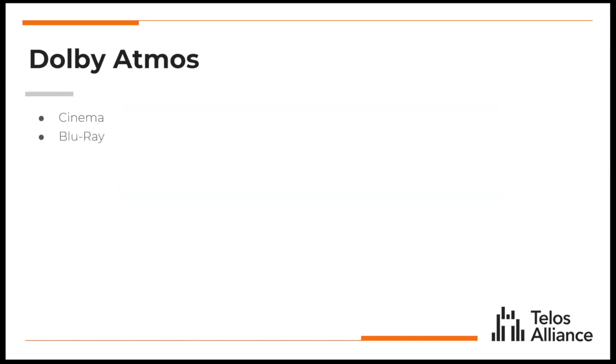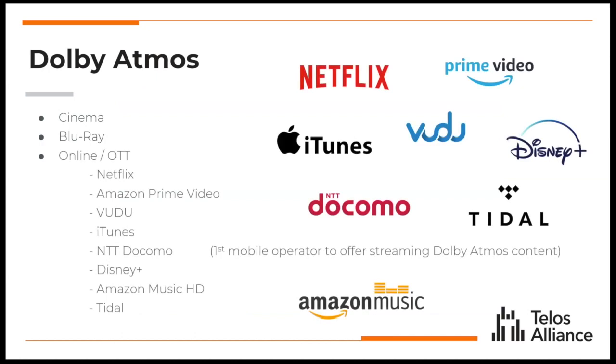You can also find, in the consumer space, Dolby Atmos in Blu-ray discs. You can also find it online and with OTT services such as Netflix, iTunes, Vudu, Amazon Prime Video. NTT Docomo is a mobile phone service in Japan. They were the first to offer streaming Dolby Atmos content to their customers.